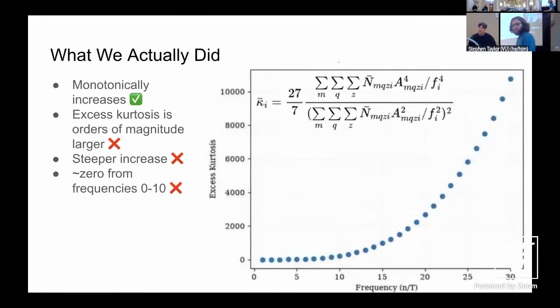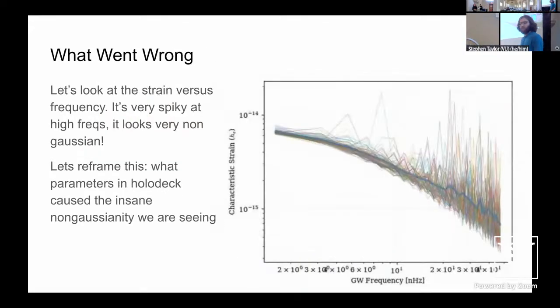So why doesn't this look the same? What went wrong? Let's look at each of these individual lines. This is something that we made in the holodeck tutorial. Each of these individual lines is a realization, and we're plotting our characteristic strain as a function of our frequency. And what we can see here, at high frequencies, is a very, very spiky graph. It doesn't really look like a Gaussian.